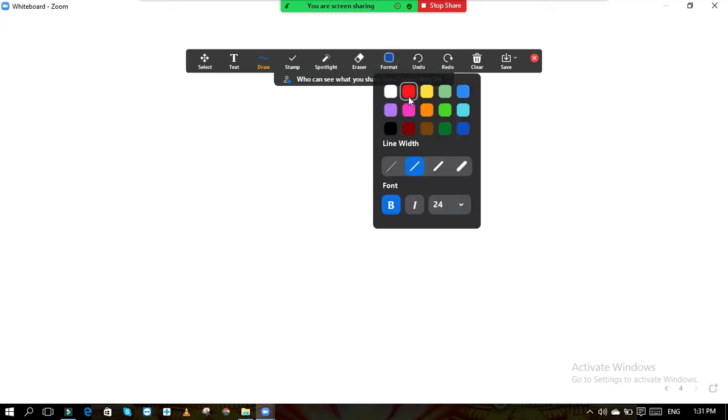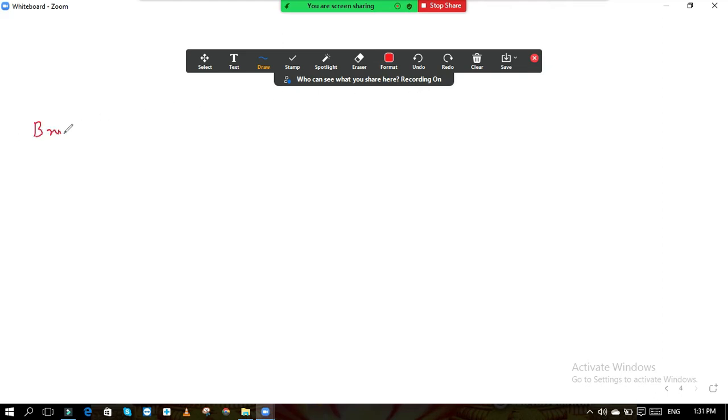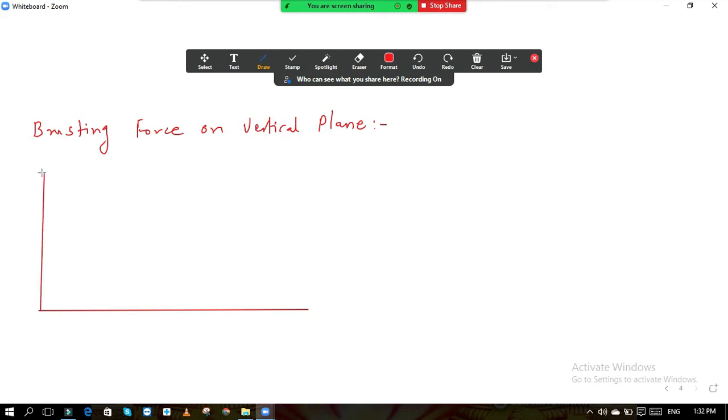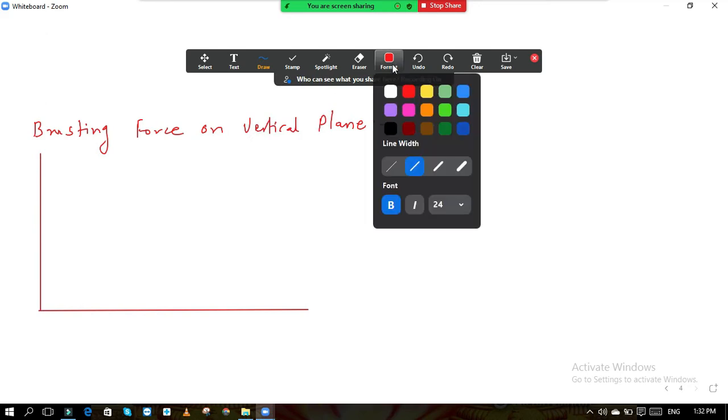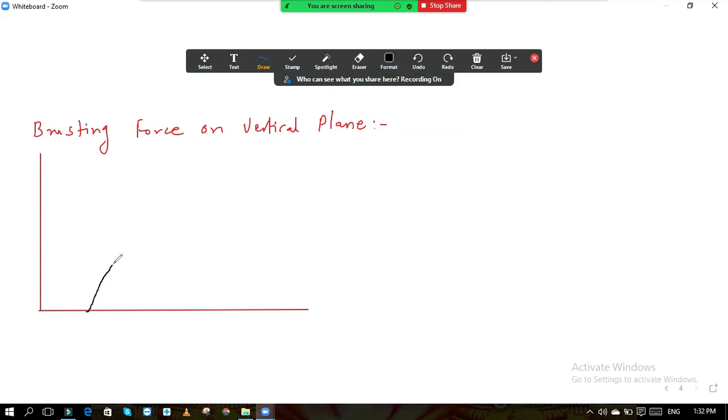Now we will calculate the bursting force on the vertical plane. Again, for the vertical plane, one parabolic diagram is there, so we will draw it. This is the x and y axis. This is the parabolic diagram. I will draw. So this is the parabola.